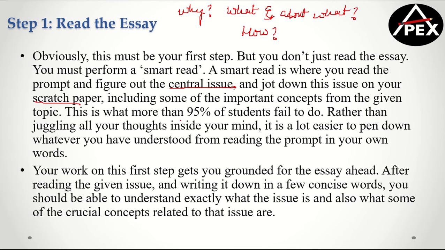This is what more than 95% of the students fail to do. Now, rather than juggling all your thoughts inside your mind, I think it's a lot easier to just pen down whatever you have understood from the reading and in your prompt in your own words. All right. Now, your work on this first step gets you grounded for the essay ahead. After reading the given issue and writing it down in few concise words, you should be able to understand exactly what the issue is and also what some of the crucial concepts related to the issue are, right?